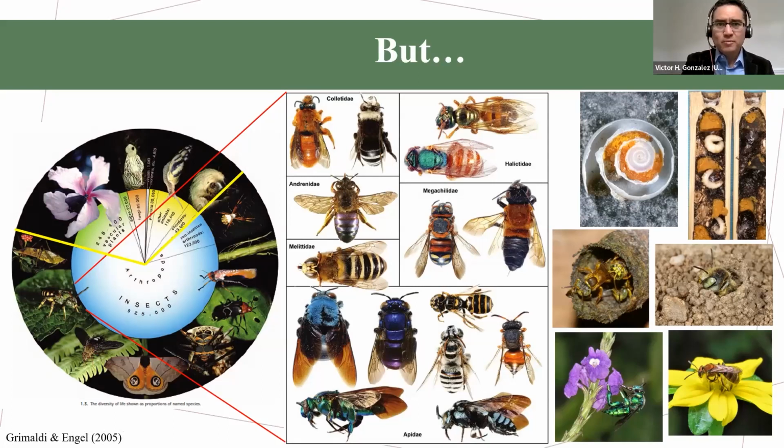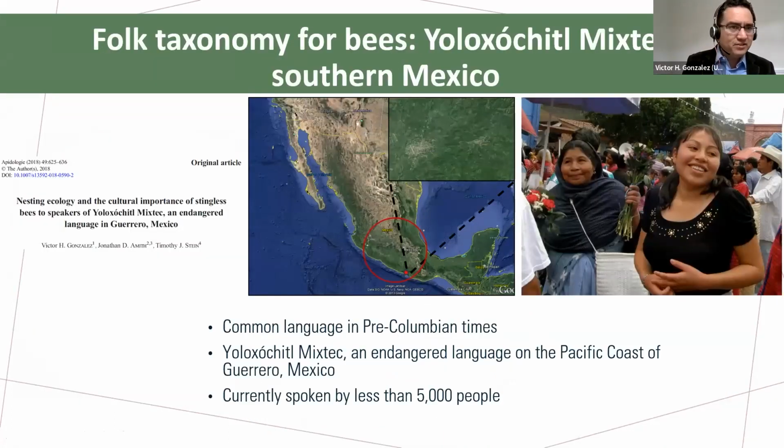About 5 years ago, I conducted work in the southern part of Mexico with a group of people who happened to use a language that was very common in pre-Columbian times, but nowadays is only spoken by around 5,000 people. These are the Mixtec in southern Mexico.